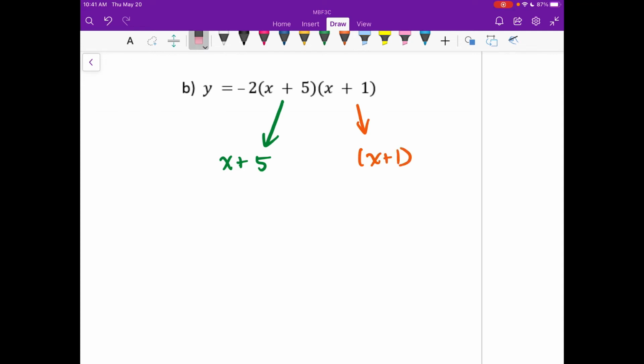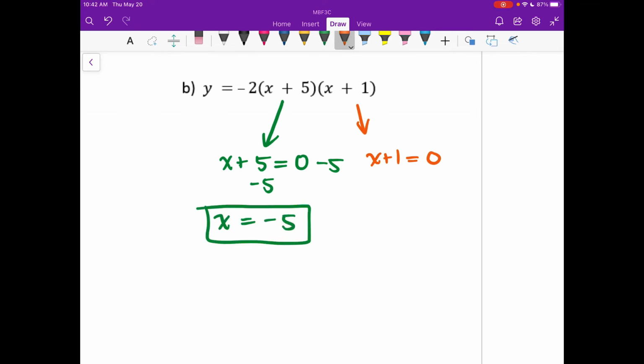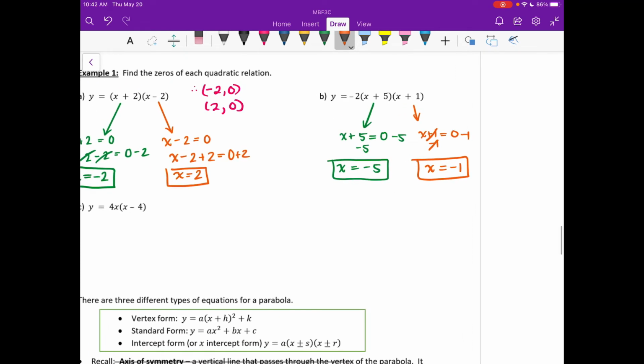And then equals 0, right? X plus 5 minus 5 minus 5, x equals minus 5. X plus 1 minus 1 equals 0 minus 1, right? So let's just do minus 1 on this side. So that cancels, so we're left with x. 0 minus 1 is just negative 1. That's our answer there. So therefore, our intercepts are negative 5 and 0, and negative 1 and 0.